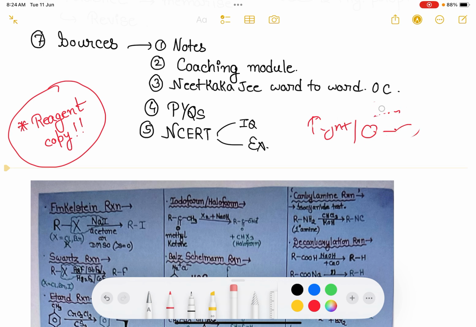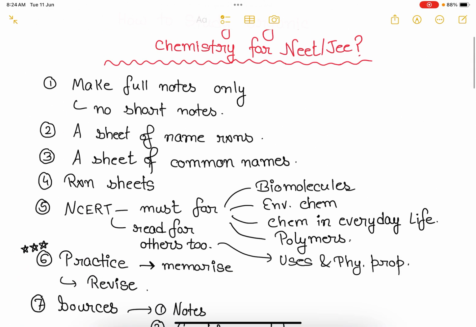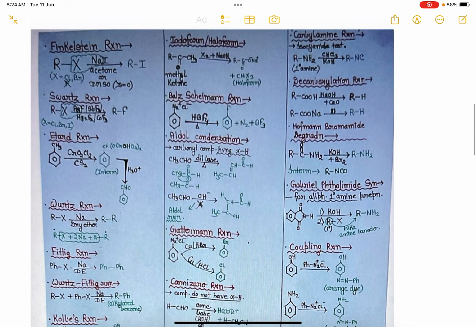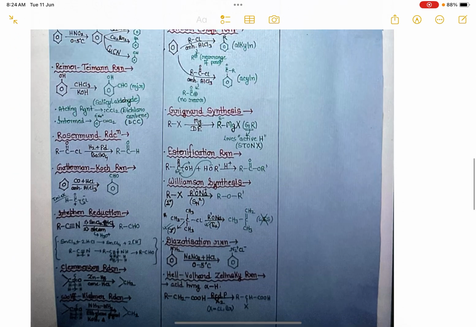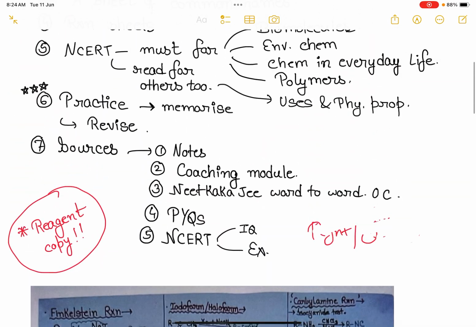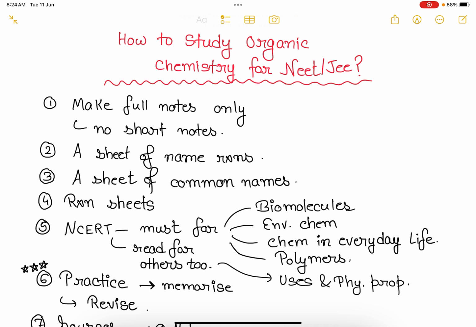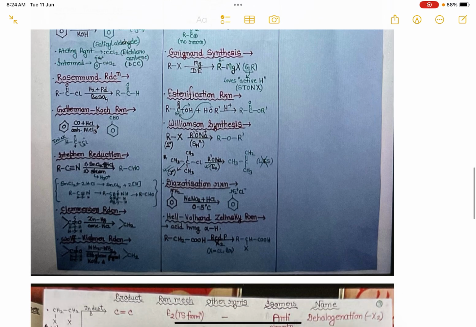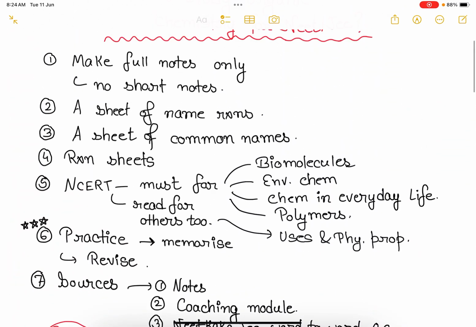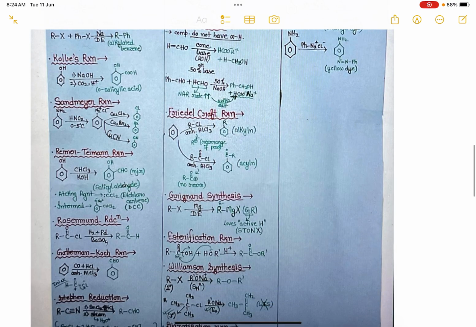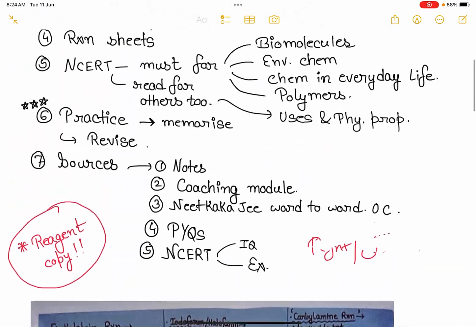The next point we will go for is a sheet of name reactions. You have many name reactions here, as you can see, and almost every name reaction is covered. These are very important because they are asked multiple times in the exam. So what you have to do is write them separately in a chart. As you can see, I have made a chart for this and pasted it on the wall, so you can do that as well, or simply take it from these and write it on chart paper and then stick it to the wall.